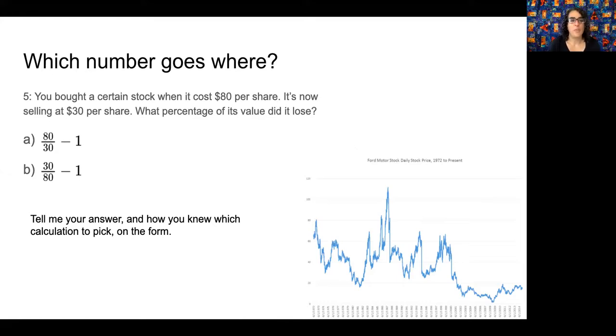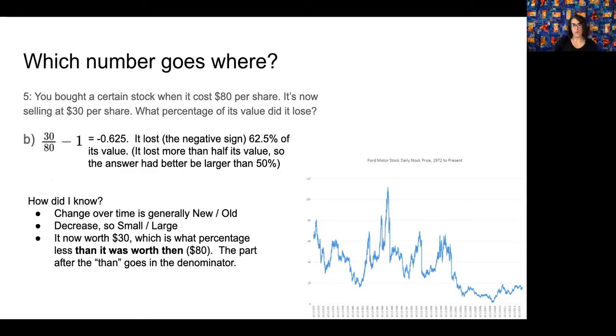So problem 5, you bought a certain stock when it cost $80 per share. It's now selling at $30 per share. What percentage of its value did it lose? So you've got to have either 30 over 80 or 80 over 30. And then subtract the 1. The question is, which number goes on top? So I want you to tell me your answer. Is it A or B? And how you knew which calculation to pick on the form.